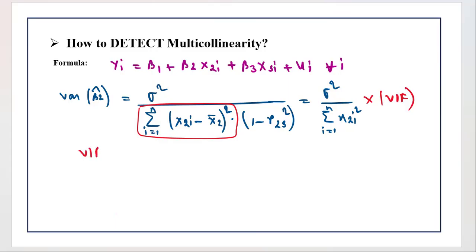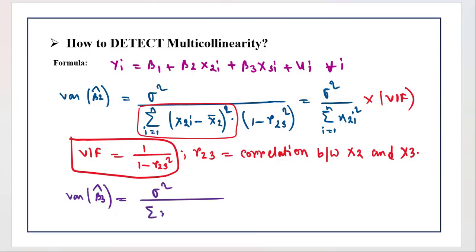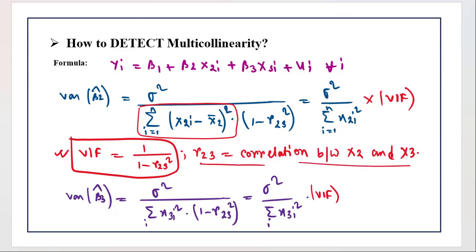So what is VIF? VIF is simply 1 upon 1 minus R23 square, where R23 is simply the correlation between x2 and x3. Right? This is the VIF, and also you can do this for the other variable. Let me show you the variance of beta 3 cap. This will be sigma square over summation x3i square, and then the rest of the portion 1 minus R23 square. So again, sigma square over summation x3i square, and then the rest of the portion will again be the VIF. So here also, this is 1 upon 1 minus R23 square, where R23 is the correlation between x2 and x3.